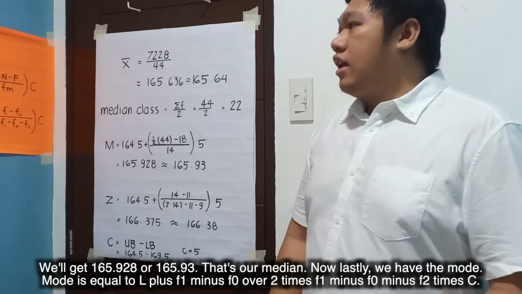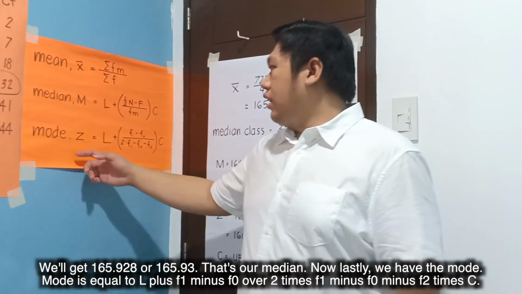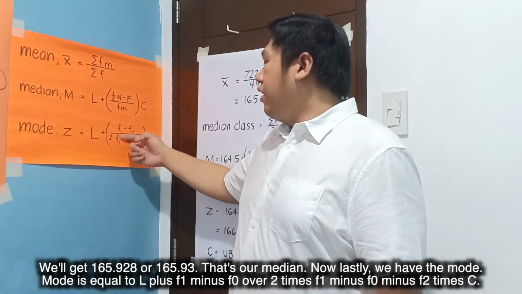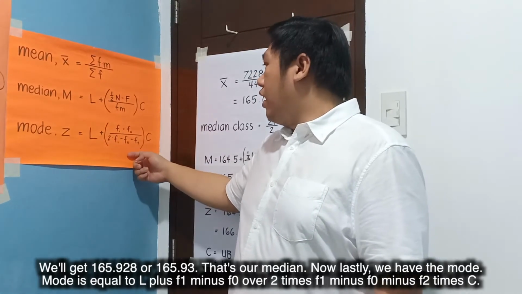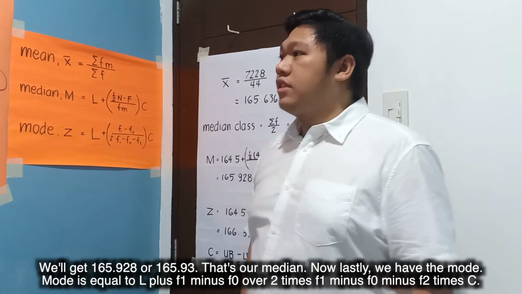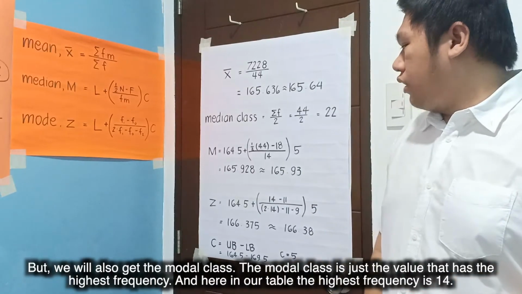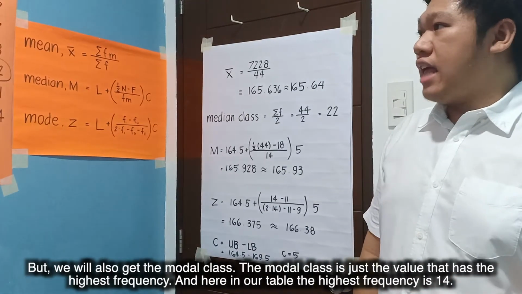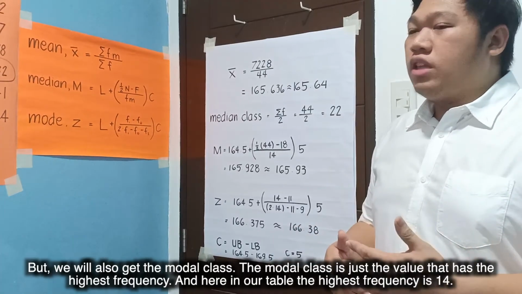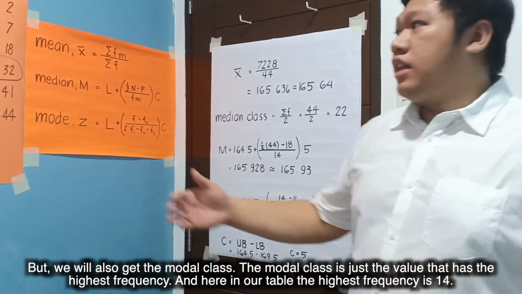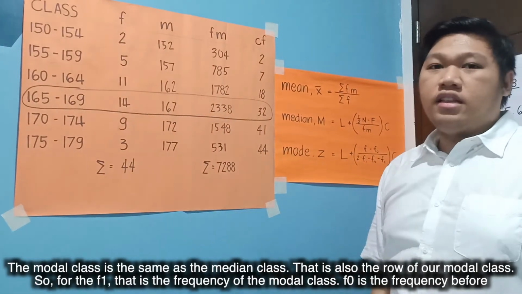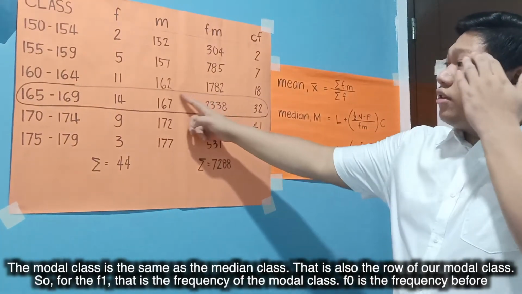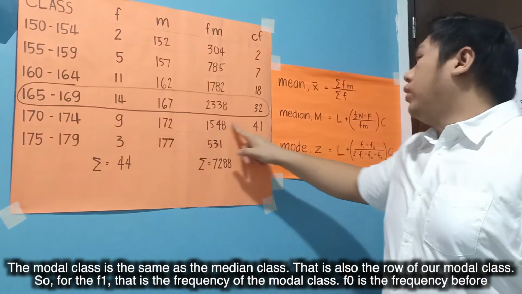That's our median. Now lastly, we have the mode. Mode is equal to L plus F1 minus F0 all over 2 times F1 minus F0 minus F2, times C. But we will also get the modal class. The modal class is just the value that has the highest frequency. And here in our table, the highest frequency is 14. The modal class is the same as the median class. This is also the row of our modal class.